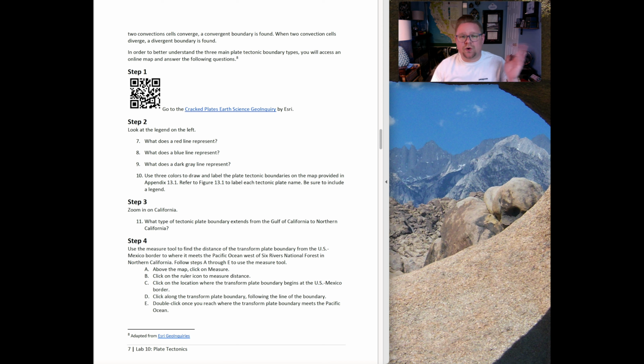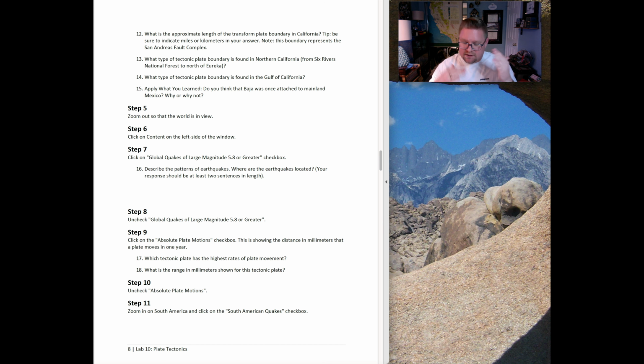You'll continue to work through those steps. Step 4, and then you'll continue on the next page, answer additional questions like what type of tectonic plate boundary is found in the Gulf of California, apply what you've learned. Do you think that Baja was once attached to the mainland of Mexico? Why or why not, based on the drawings and interpretations that you've made off of that website.